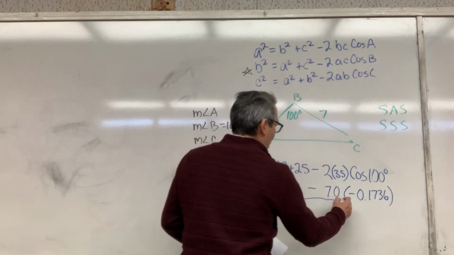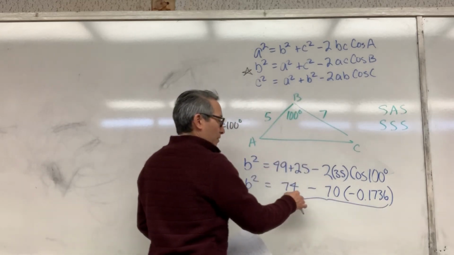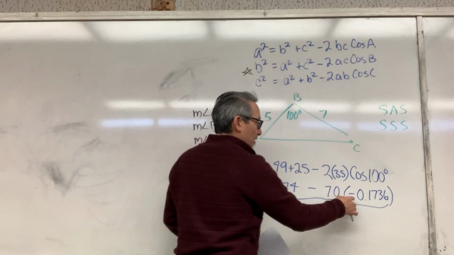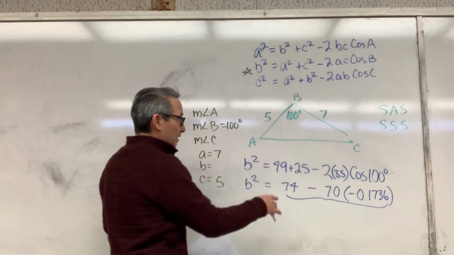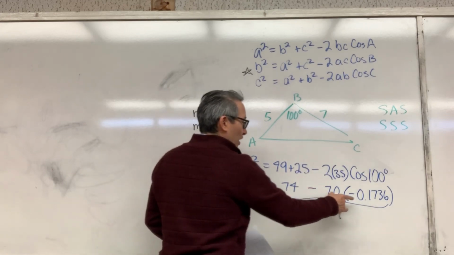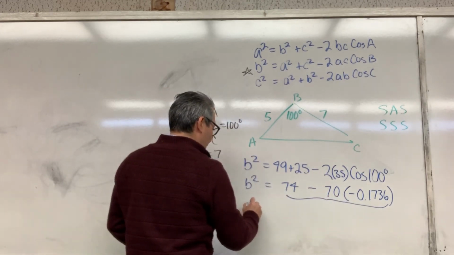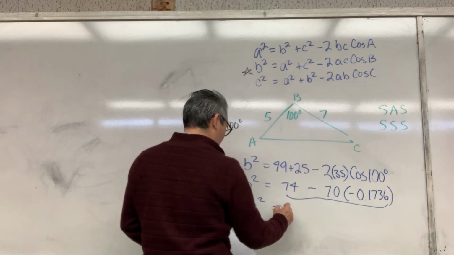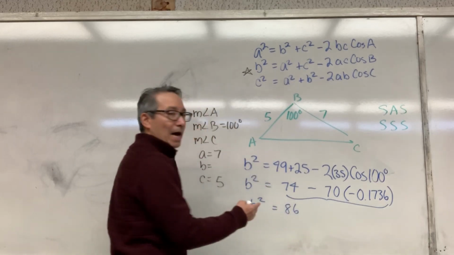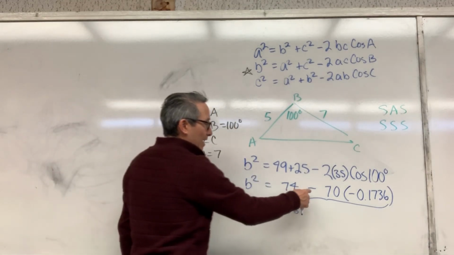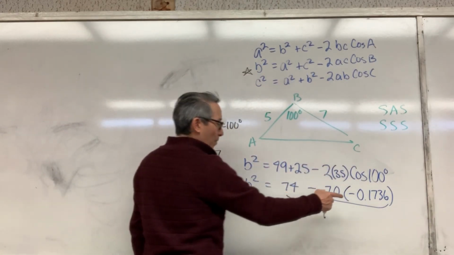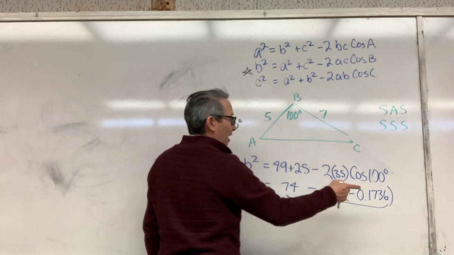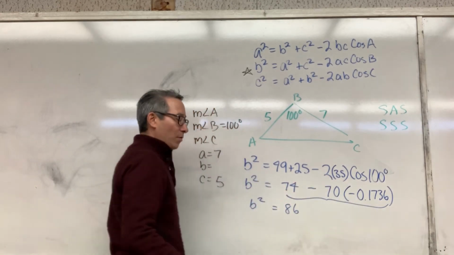If you do all of this, negative 70 times a negative number, which is going to give you a positive number, and then 74 plus whatever you get here, you're going to end up with b squared equals 86. How did I get that? A negative times a negative gives you a positive. So you're going to end up with a positive number here, plus 74 will give you 86.